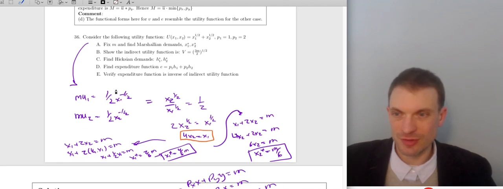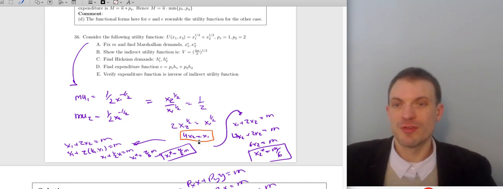Find the Hicksian demands. Okay, so my marginal utility of good 1 is 1/2 x1 to the minus 1/2, just taking the partial. Marginal utility of good 2, similar. Take the ratios, or divide, and then set this equal to the price ratio. Solving, we find our tangency condition. Our optimality condition is 4x2 is equal to x1.